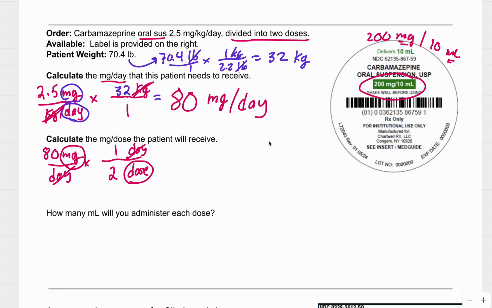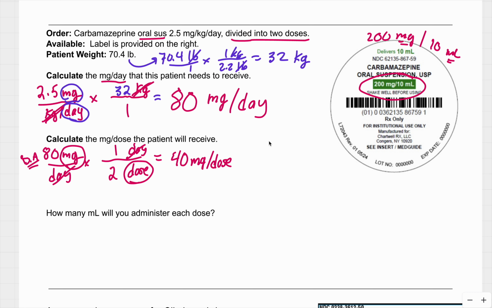And what I'm told is that 1 day will be divided into 2 doses. And so we have a dimensional analysis approach. This would be 40 milligrams per dose. So this is if we are using dimensional analysis. It is perfectly okay for you to use other methods. You do not have to use the perfect dimensional analysis in this situation.